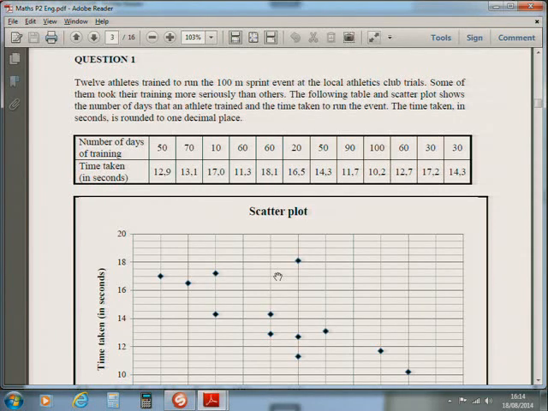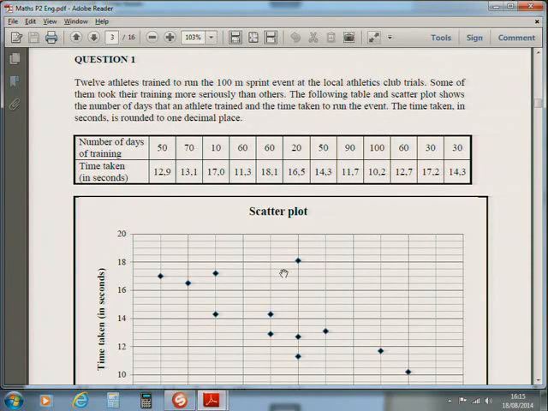Let's read it. 12 athletes trained to run the 100-meter sprint event at the local athletics club trials. Some of them took their training more seriously than others. Some of them trained very, very seriously. The following table and the scatter plot show the number of days that an athlete trained and the time taken to run the event. The time taken in seconds is rounded to 1 decimal place.